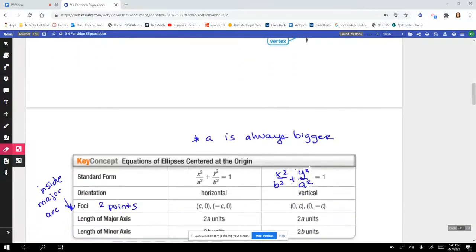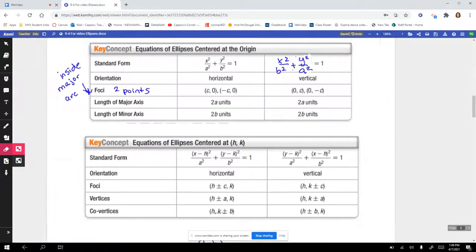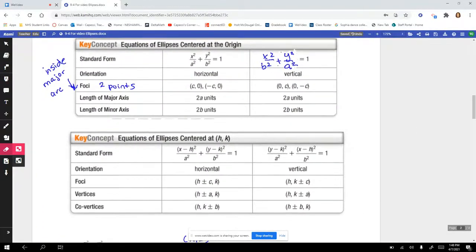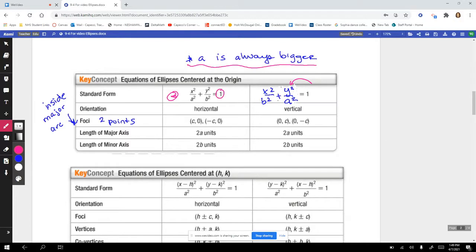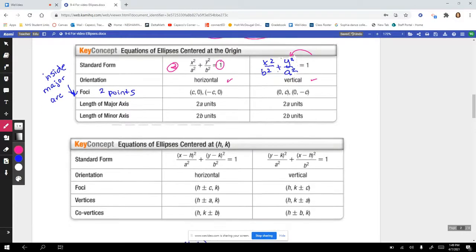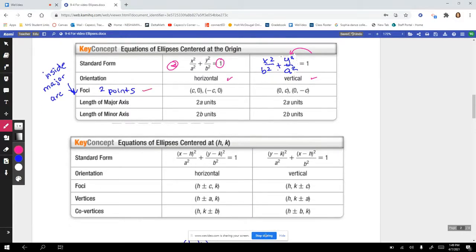Okay, so let's take a look. Now we're going to be able to use this information a lot. So standard form of an ellipse looks like this. Okay, we have x squared over a squared plus y squared over b squared, and it's always equal to 1, or vice versa. The biggest thing here is that a is always the bigger number. Okay, now again, we talked about we have either a horizontal or a vertical ellipses, and then we have some foci and some lengths of the major and minor axis.